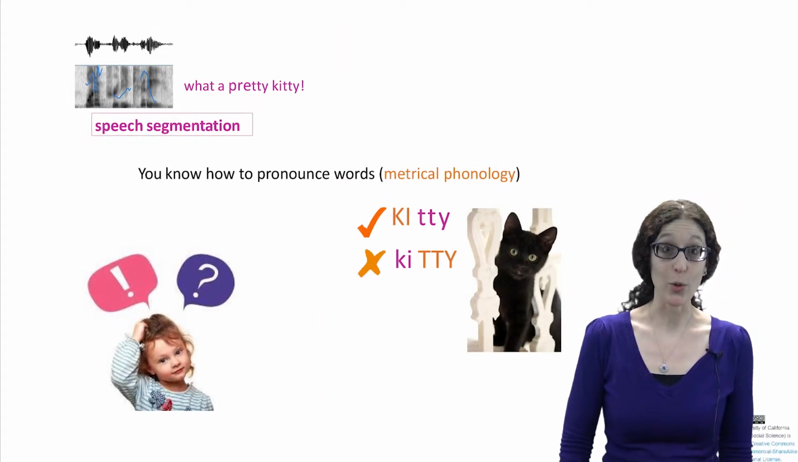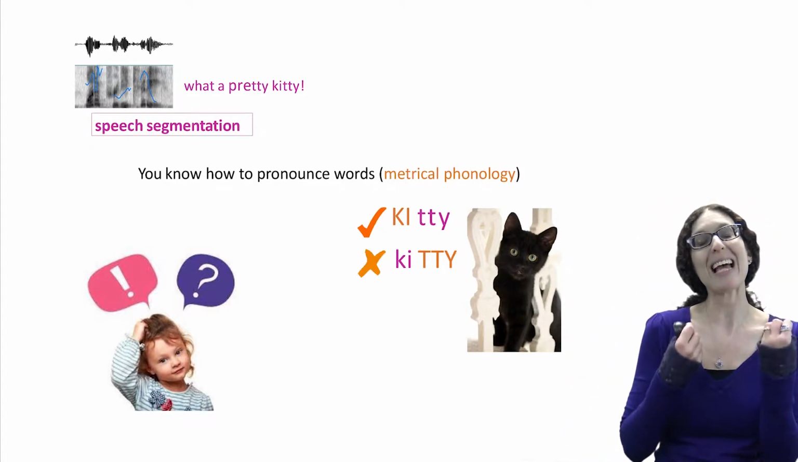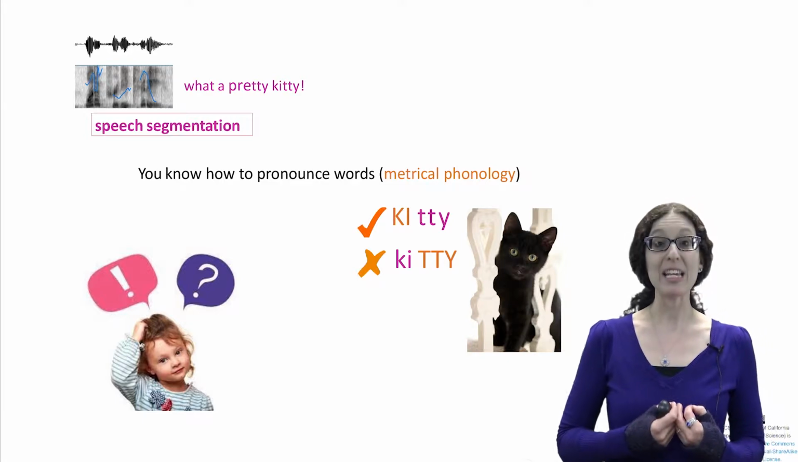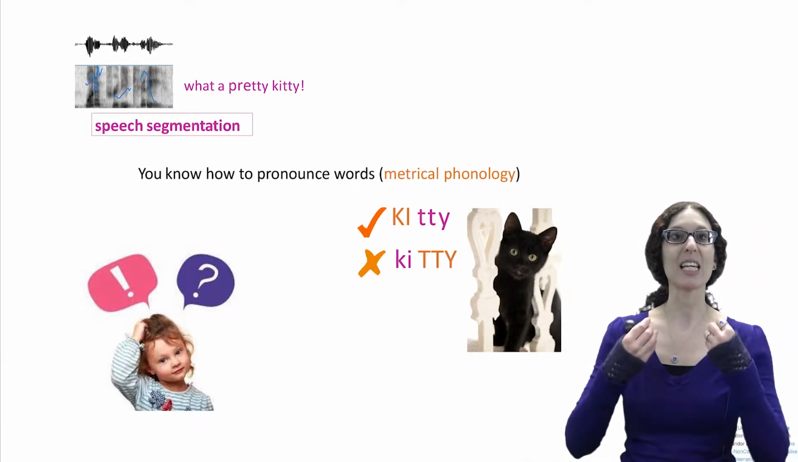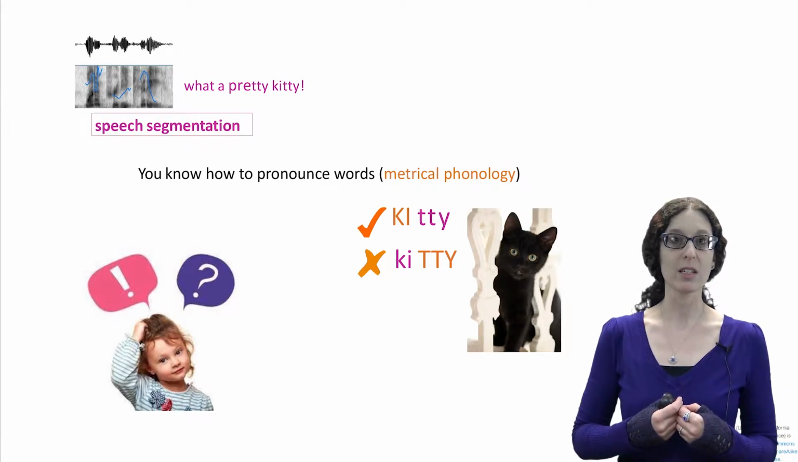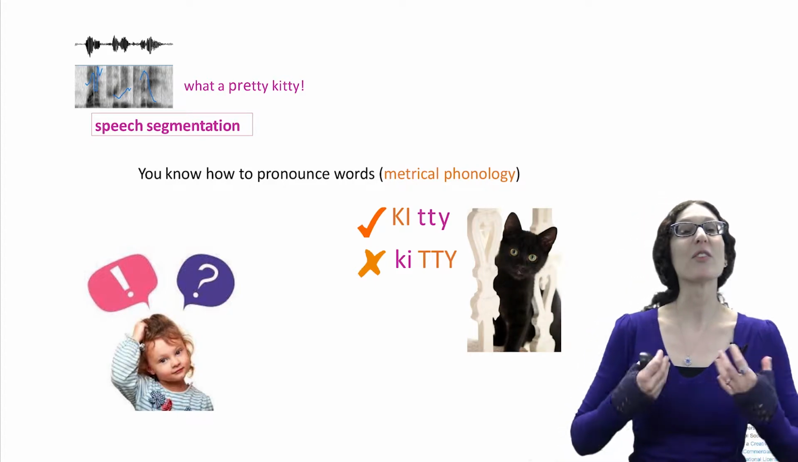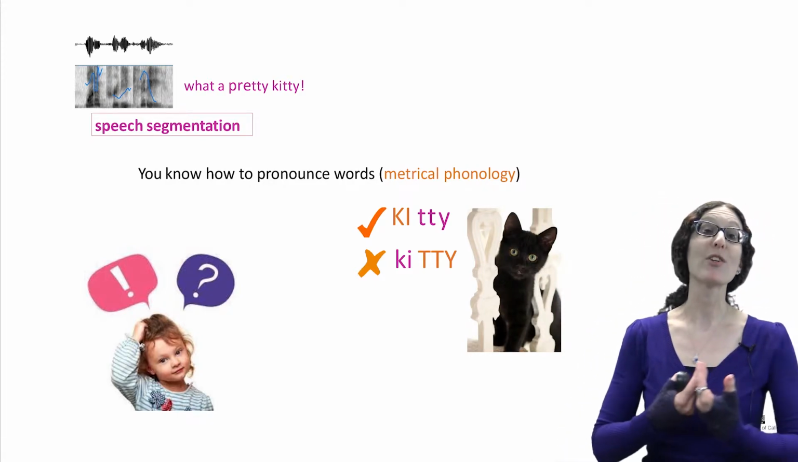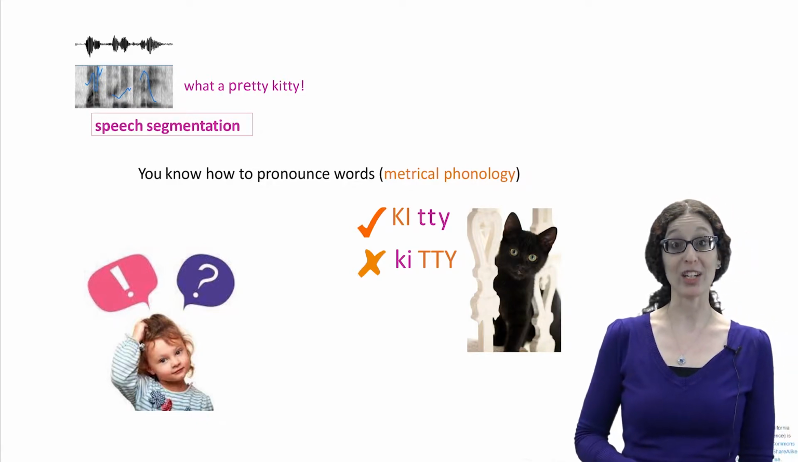You also know how to pronounce words using your knowledge of metrical phonology. That's where the emphasis or the stress is in the pronunciation. So the word kitty has stress on the first syllable. It's KIT-ty, right? And if you pronounce it kit-TY, that's a completely different word. That's wrong, right? So this is, again, part of your knowledge that you have about pronunciation for your native language, which is the knowledge of metrical phonology.